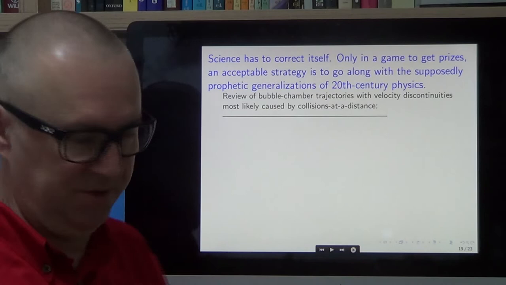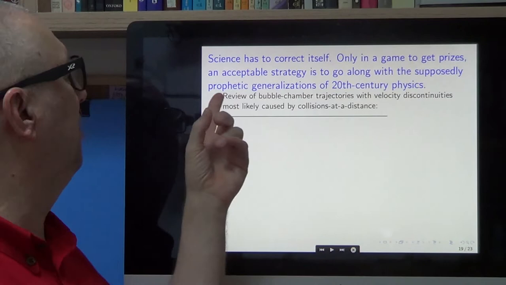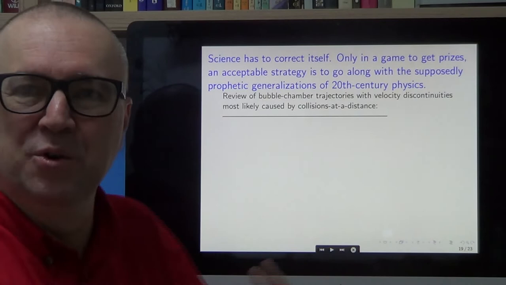Only in a game to get prizes, which some people, I think, might be doing, an acceptable strategy is to go along with the supposedly prophetic generalizations of 20th century physics. Well, they are not prophets. They are people in trouble. We should actually correct them, okay? And do simpler models. And try things that haven't been tried yet, of course.